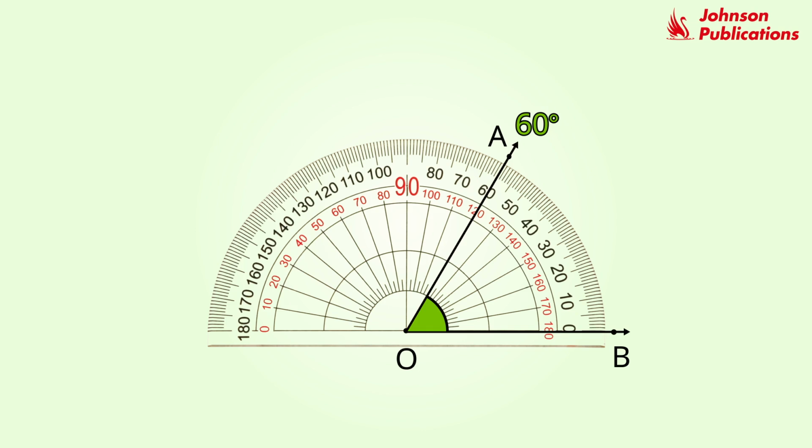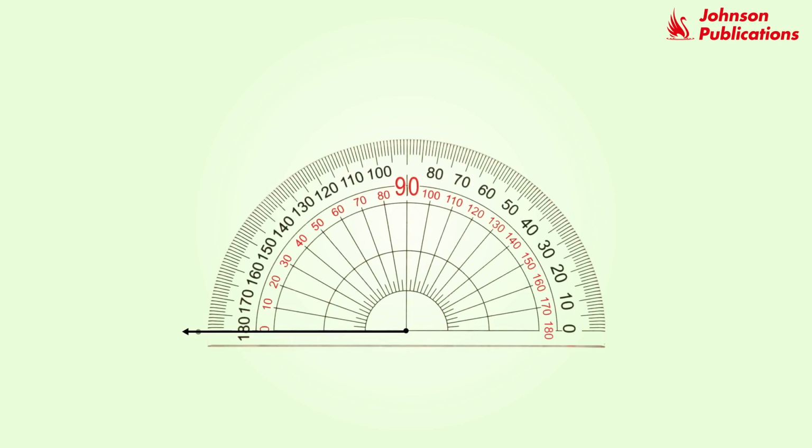Here we see that the other side is at 60 degrees. Thus, angle AOB is equal to 60 degrees. Remember, to measure an angle like this, we place the protractor as explained in step 2.